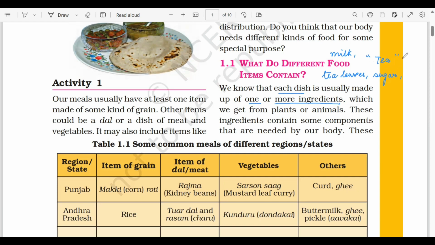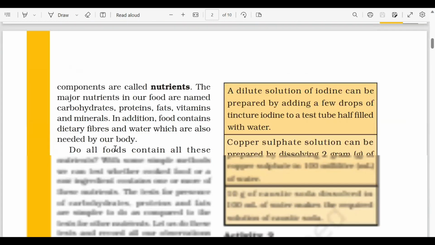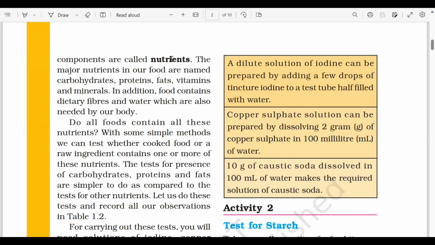Now, most of these components, we are either getting from plants or we are getting from animals. And these ingredients contain some components that are needed by the body. So these ingredients that we are adding in a food, ये हमारे body में required होते हैं. So let's proceed. So these components are called nutrients. ये जो components हमारे food में पाए जाते हैं, जो हमारे body में बहुत ही important है, इस components को हम nutrients कहते हैं.